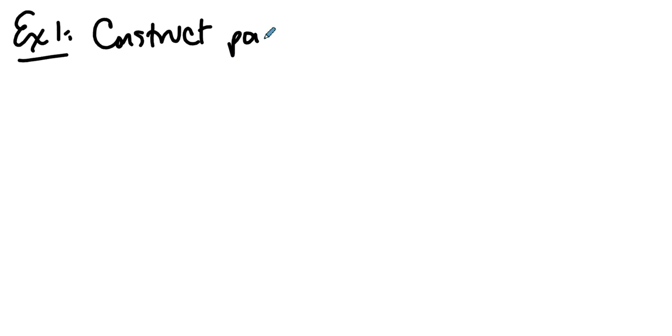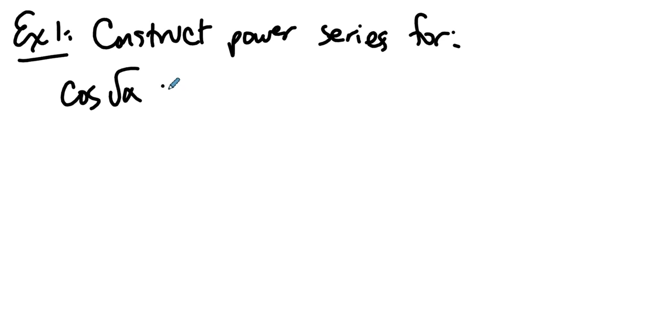Well, construct power series for cosine of radical x and e to the x minus e to the negative x over 2. Well, that's not terribly difficult. None of that is terribly difficult.